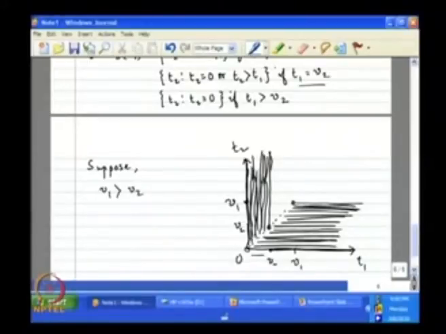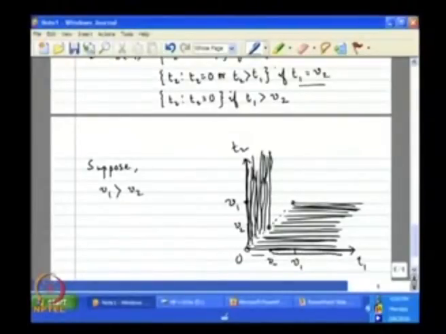Now, putting these two things together, what we have found is that the Nash equilibria, or the points where the two best response functions are overlapping with each other, are occurring in this part, that is T1 is equal to V2 or greater than V2 and T2 is equal to 0, or in this part, that is T1 is equal to 0, T2 is equal to V1 or greater than V1.